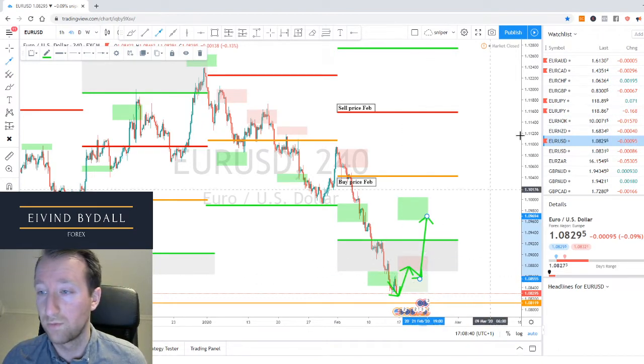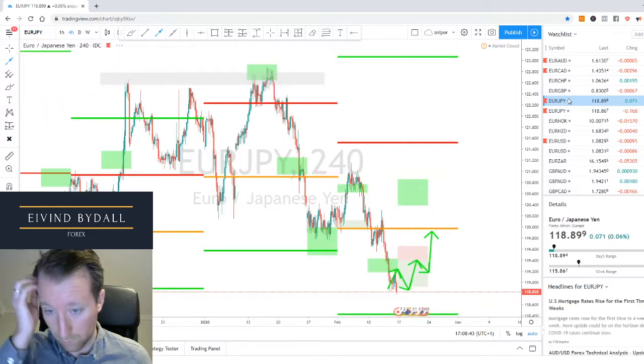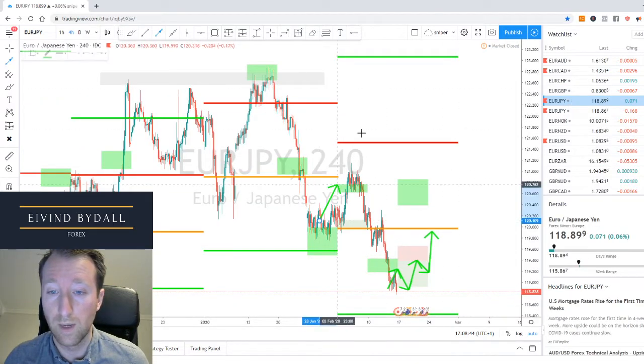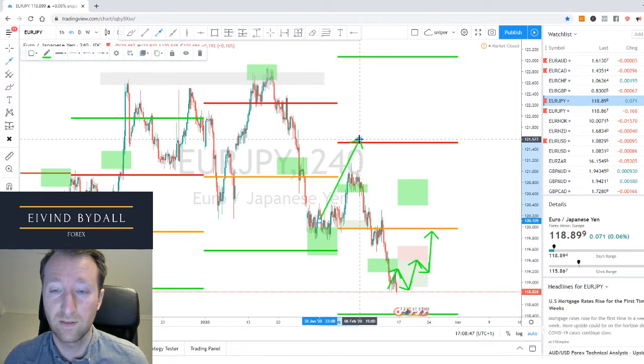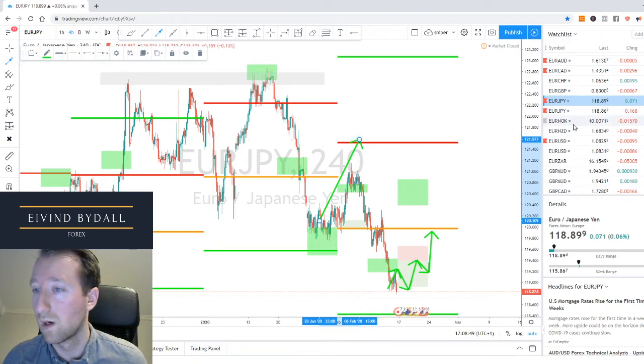Wanting this one to reverse. I'm not buying euro yen, even though I would. My entry was up here and I didn't get it, so I'm very disappointed. But yeah, that's that.